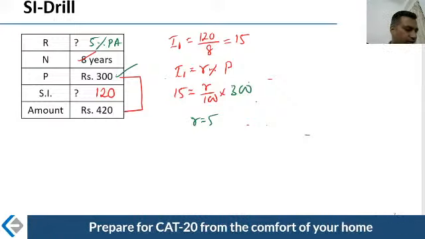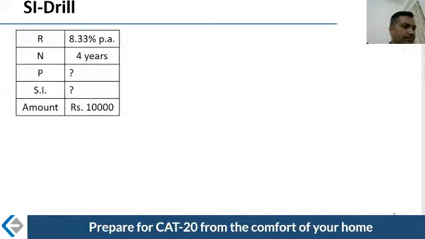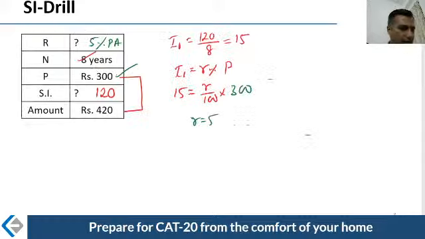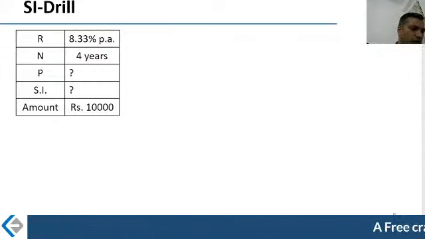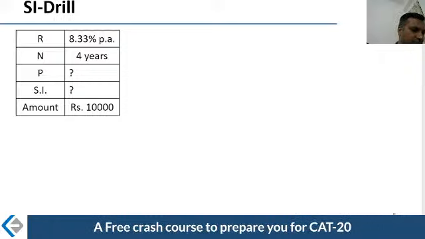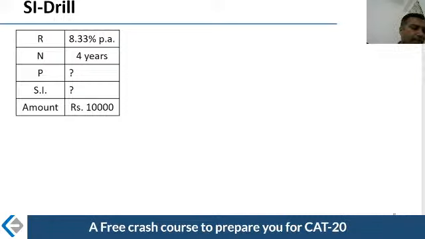Good. Let's go further. These are very simple drills that we are doing. Let's do a couple more drills, one or two, and then we'll go to word problems. Let's take a look here. R is 8.33%.